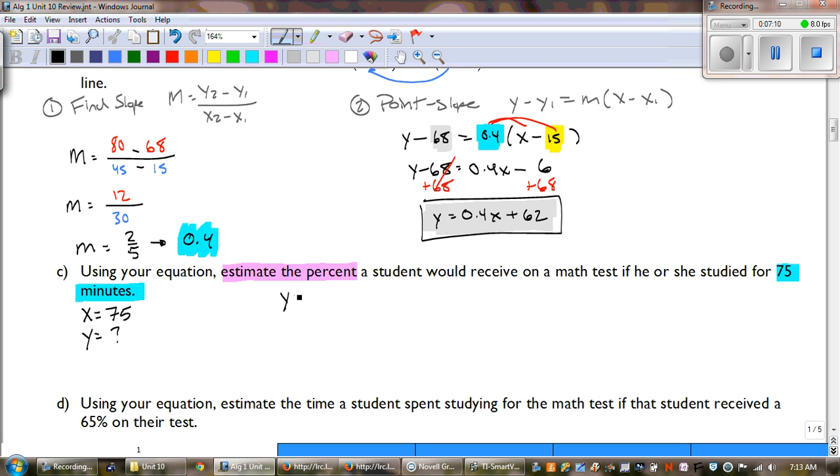And then we just plug into the equation. y equals 0.4 times 75 plus 62. Well, what'd you get? Did you do it yet? Come on. You should get that y equals 92. And you got to remember that they're asking for what percent did they get. So we have to label our answer, and it's 92%.